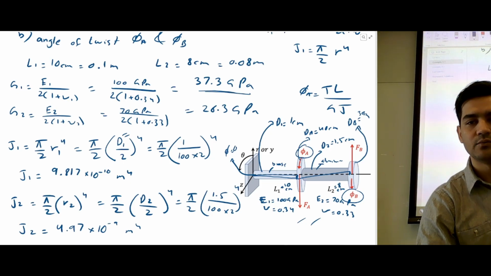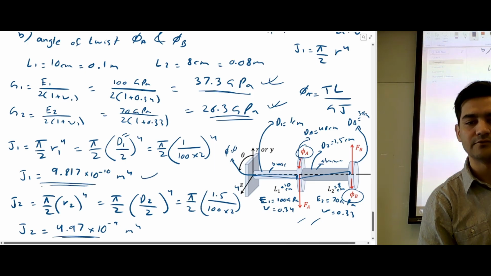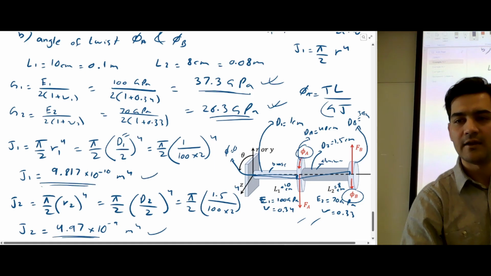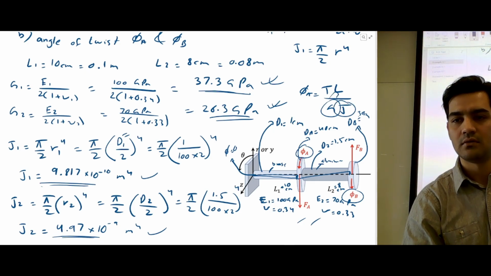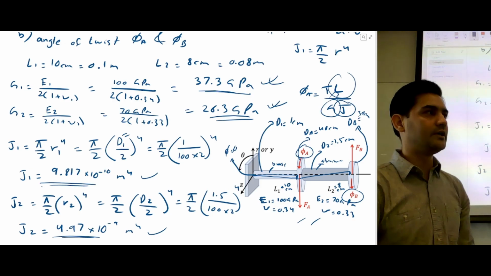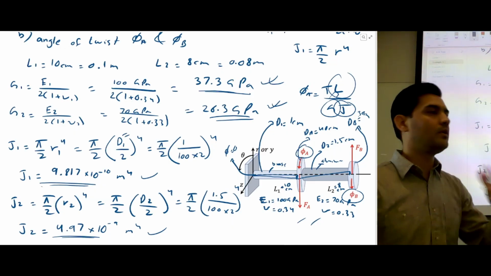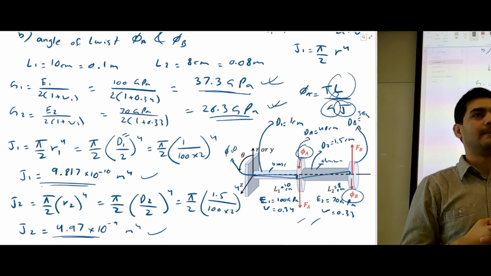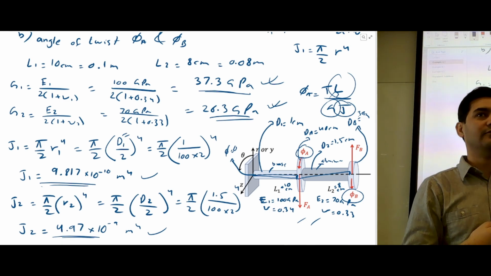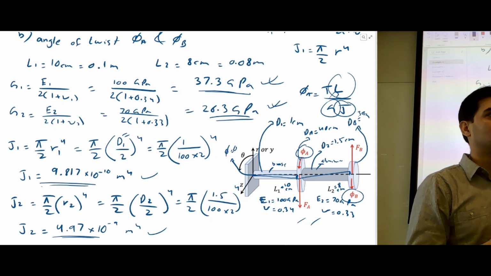So we have G1, we have G2, we have J1, we have J2. So we have G, we have J, we know the length. All we need to know is the value of torque. If we know torque, we can input the values and calculate the angle of twist. We have already calculated reaction loads for this. We already know the reaction torque.